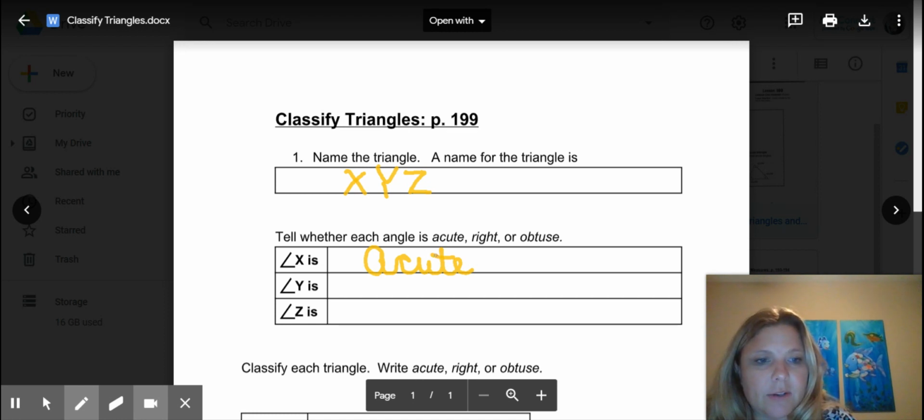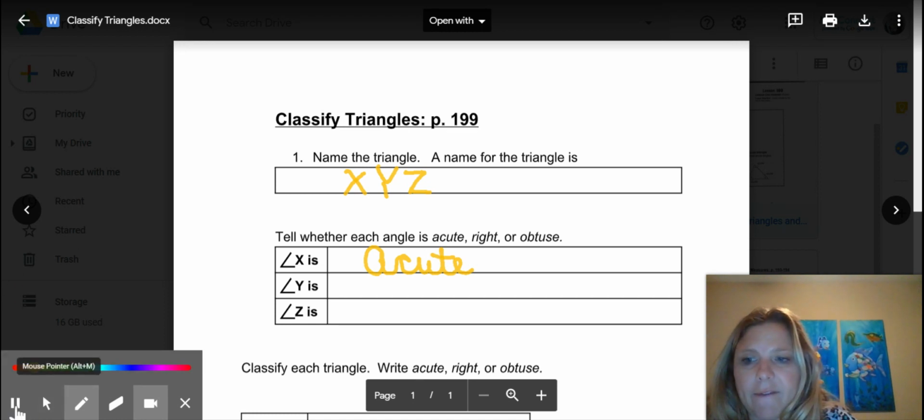Okay? Do you guys understand? I hope so. I think you guys have this. This is a pretty simple worksheet.